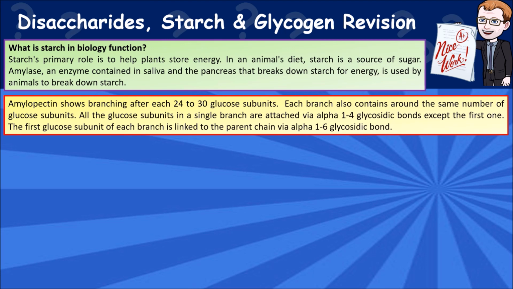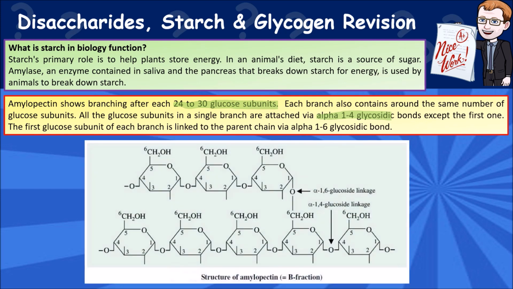Amylopectin shows branching after about each 24 to 30 glucose subunits. So it's more branched than amylose. Each branch contains about the same number of glucose subunits. The glucose subunits in a single branch, again, are joined by an alpha 1,4 glycosidic bond. And we can see there's one branch, there is a second branch, and we're forming it again via a glycosidic bond just there. That's where your normal glycosidic bond would be.